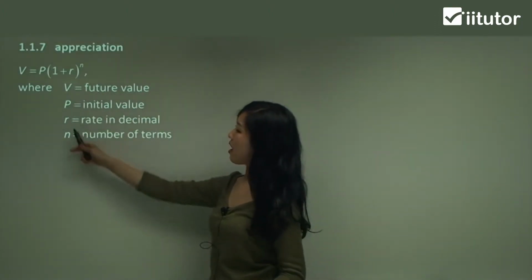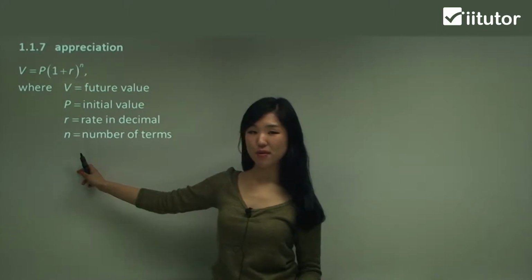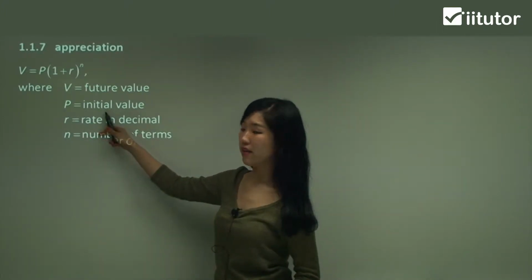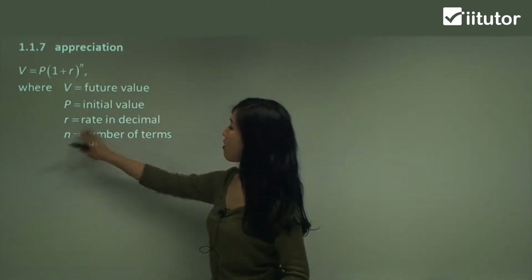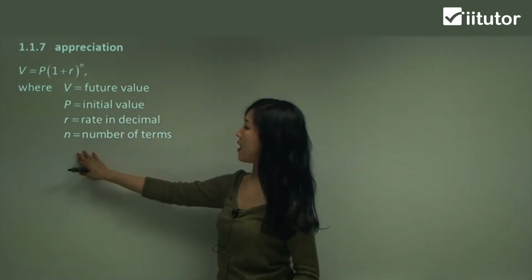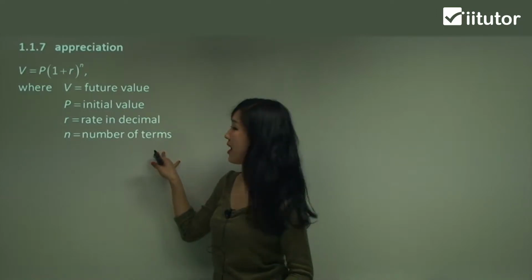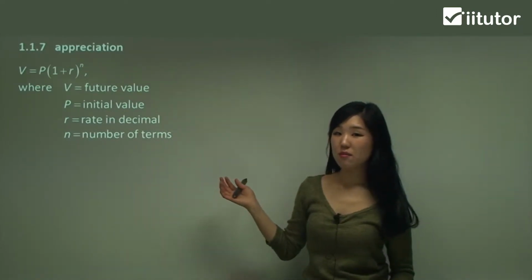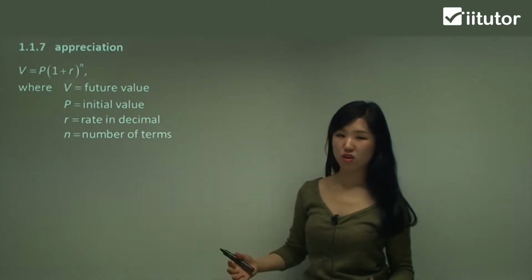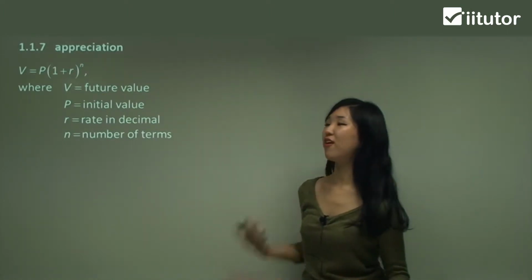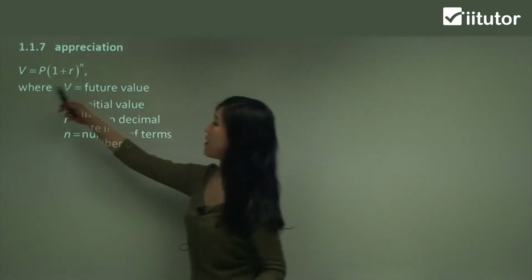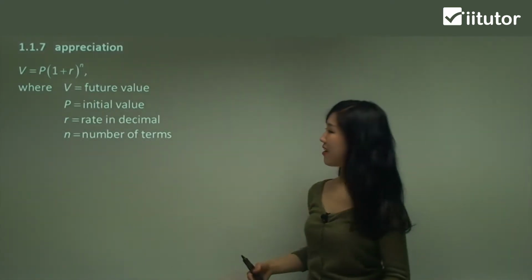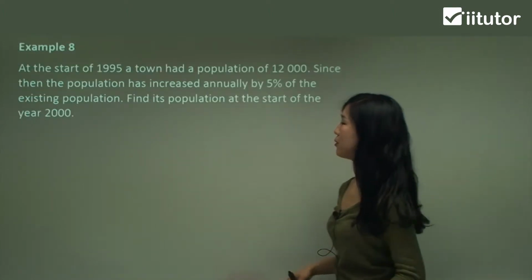And P, R, N is basically the same as in our compound interest formula. P is our initial value, or the principal value at the very beginning. R is the rate in decimal, and N is the number of terms. Now, it's pretty much the same as the compound interest formula, so you can think of it like that. You don't need to memorize a whole new formula, but make sure V is our future value that happens after an increase. Okay? So let's try an example.